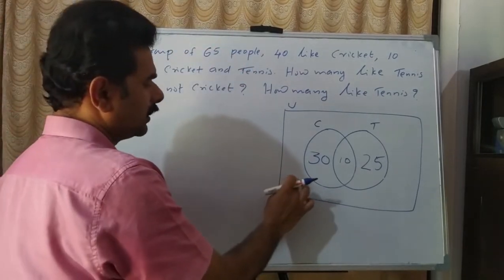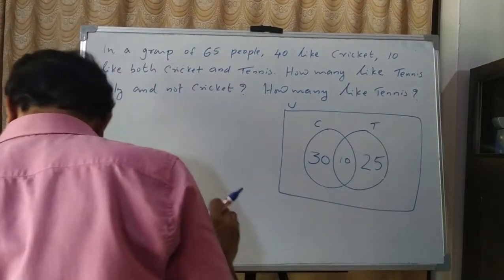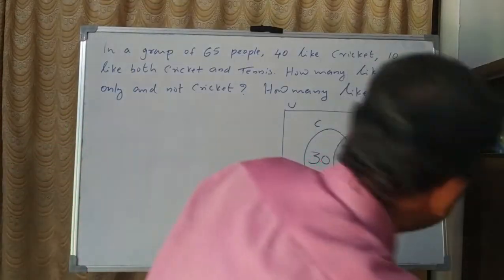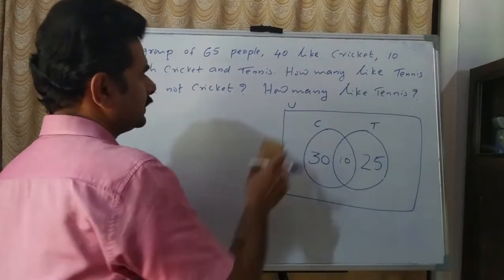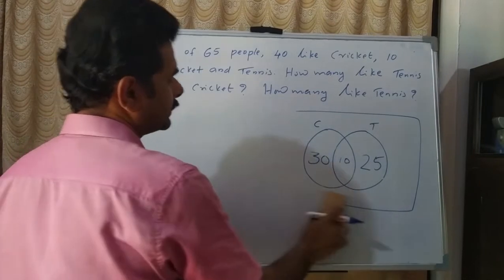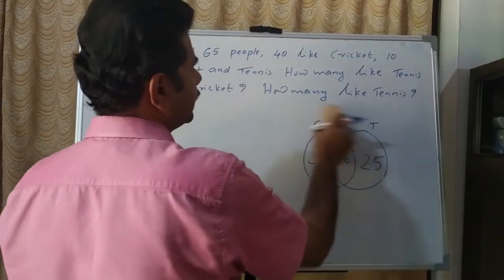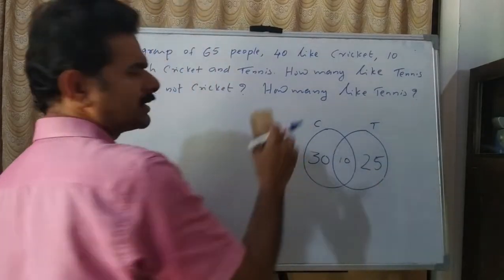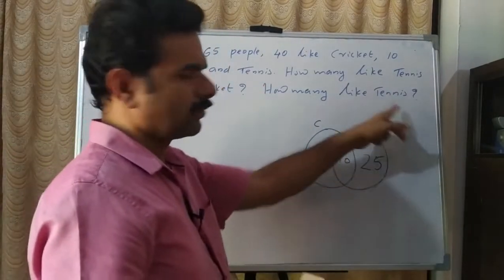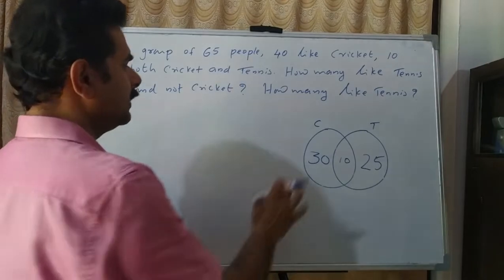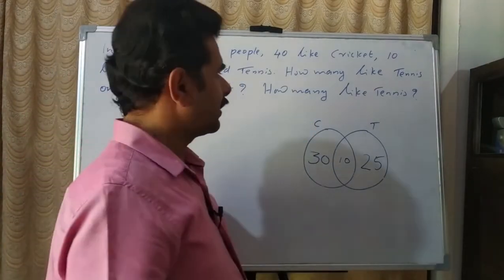So there is no need of a universal set because C and T together is acting as a universal set, or C union T is acting as a universal set. So there is no need of drawing a universal set. So our answer is okay. What is our answer?